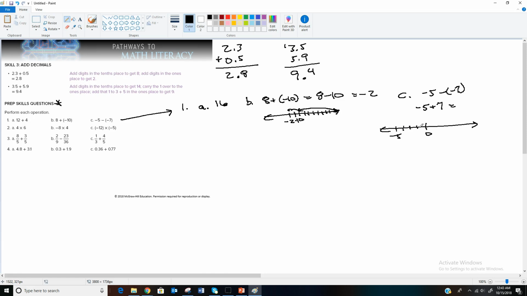And if we're down by 5, there's 4, 3, 2, 1. If we're down by 5, if we come up 5, that gets us to 0. But we're actually coming up 7, so we're coming up 2 more than that. We would be at 2. Positive 2.